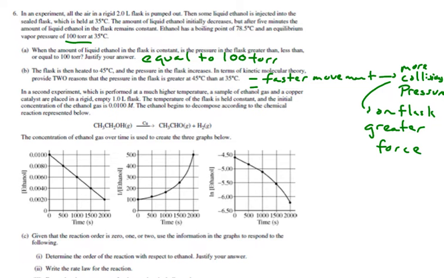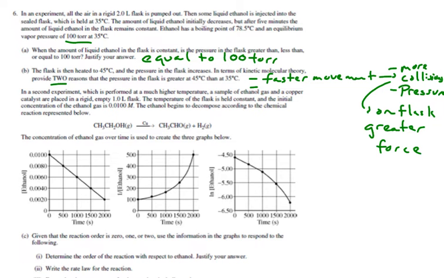Those are, I mean, basic. You could be talking about, because they're moving faster, they'll collide. I don't like that they're asking two, because it's almost just semantics of how you want to reword it. Because they're moving faster, what we did is we named two right here, more or less. Like, more frequent collisions on the surface, and then because of that creates more force or more pressure.